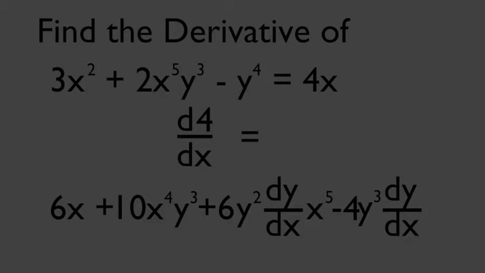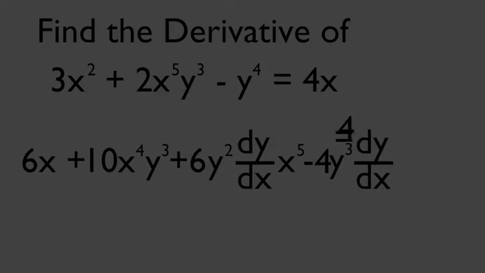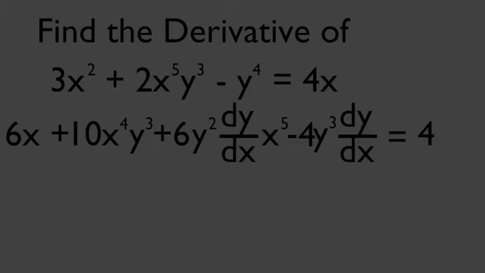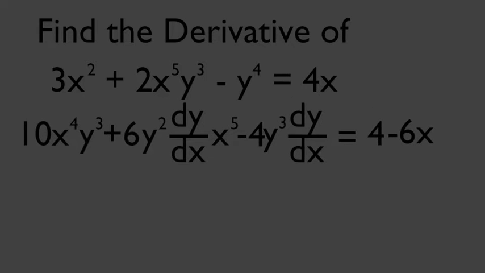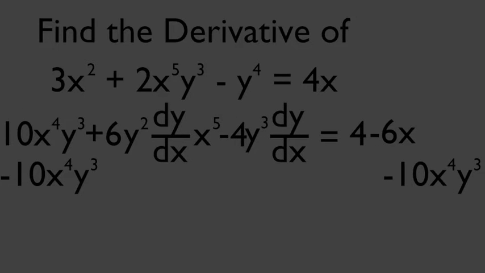Now that we found the derivatives of each of these terms, we can go ahead and solve for the dy over dx, because that's what the derivative, the change in y over change in x, is. So we can do that by first isolating the dy over dx on one side of the equation by subtracting 6x from both sides, and subtracting 10 times x to the fourth times y cubed from both sides.